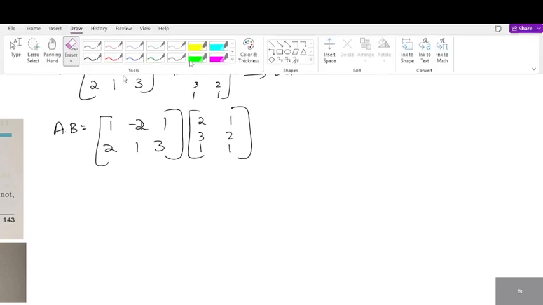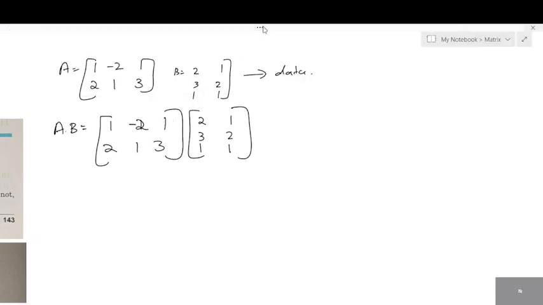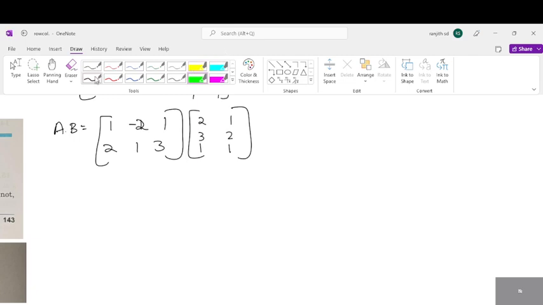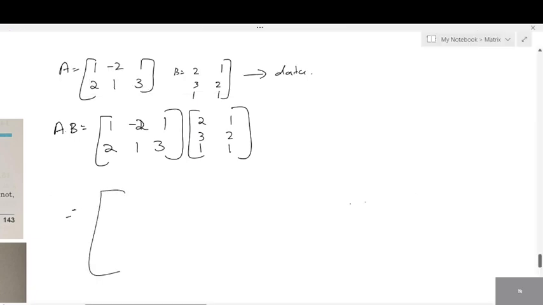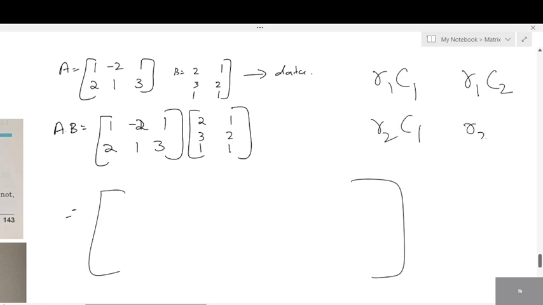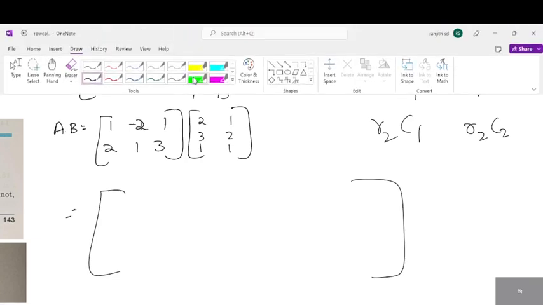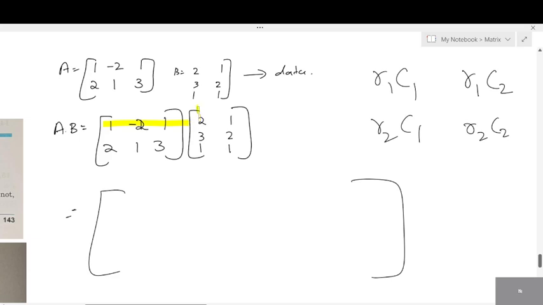Now tell me which one I have to multiply. Tell me the first one, students. Yes, first row, first column: R1, C1. What is the next one? R1, C2, R2, C1, R2, C2. If not, write the formula. It is very easy. Look at the formula. What is R1, C1?